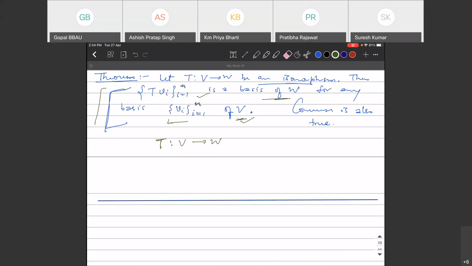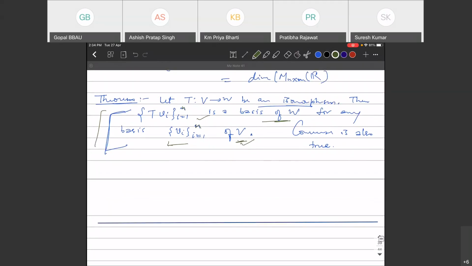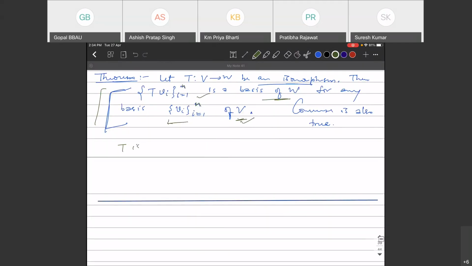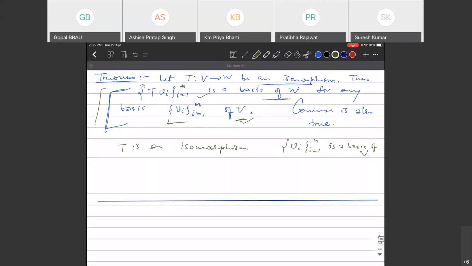So let's do this, and in fact this is an if and only if condition. Okay, so prove करते हैं. So we assume T is an isomorphism, number one, and assume that Vi, i from 1 to n, is a basis of V. Okay. So what is your claim? Claim is you want to prove that TVi, i from 1 to n, is a basis of W.